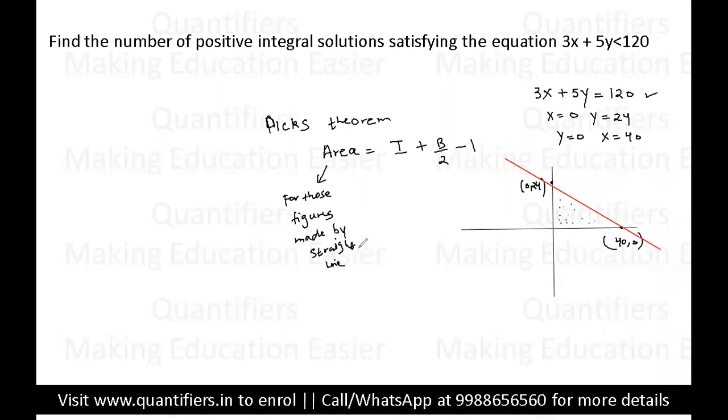So that means the figure can be a square, the figure can be a rectangle, right? It can be any figure, but it should be made by straight lines. Then only you can apply Pick's theorem. Now students, I is the integral points inside the figure.